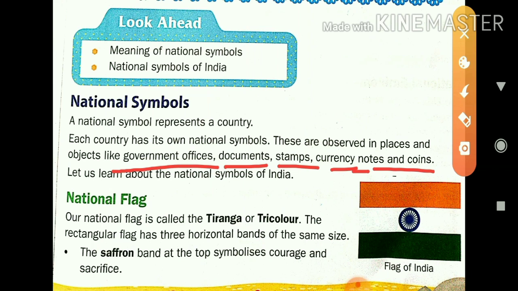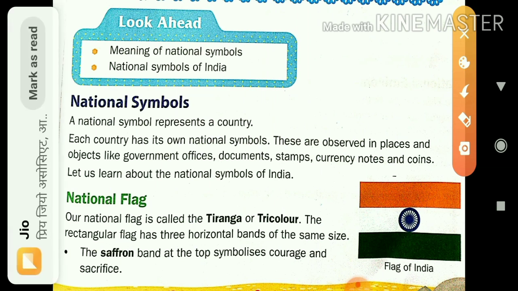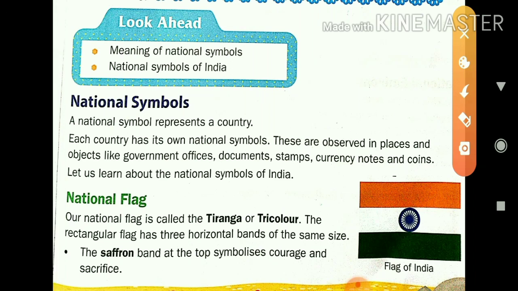Currency notes and coins also, every country has a different type of currency, then we can recognize which country this currency is for. So our Indian currency is different from China's, and China's is different from Japan's. Like that, dollar is different, rupee is different, dinar is different. So different types of currencies are there in various countries.